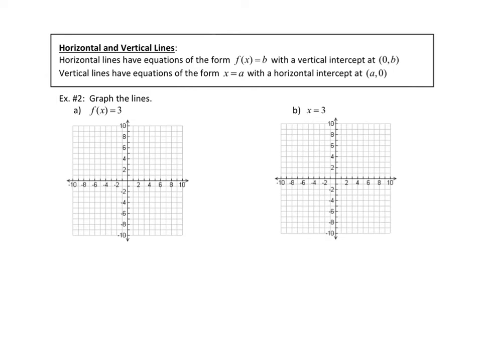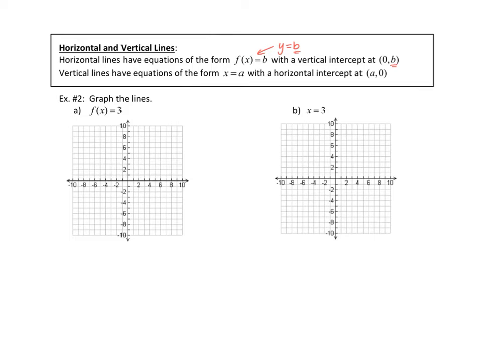Horizontal and vertical lines are our two special cases when we're considering equations of lines. A horizontal line will have an equation of the form f(x) = b. This is also the same as having an equation of the form y = b if it's not written in function notation. So a horizontal line will have a vertical intercept, and whatever that value is in our equation is going to show up as the y-coordinate of our vertical intercept. It will not have a horizontal intercept.